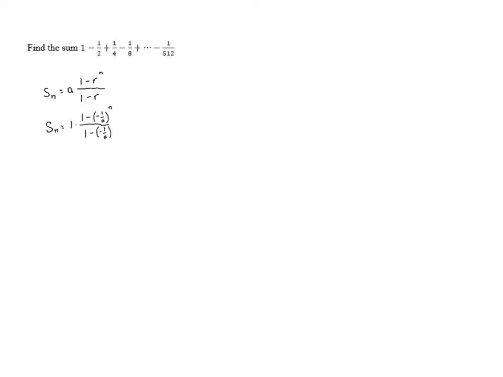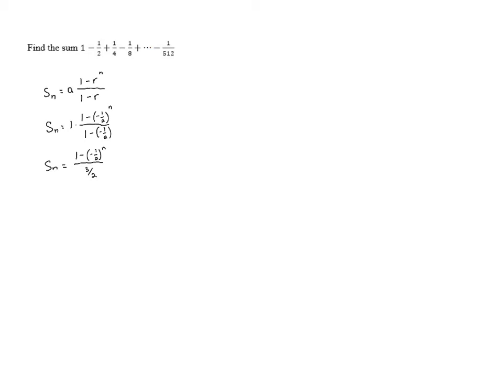Now we can actually simplify the denominator. 1 minus negative 1/2 is the same as 1 plus 1/2, which is 3/2. So we can write this as 1 minus negative 1/2 to the n all over 3/2. This is the formula for the nth partial sum. Now we actually need to figure out which partial sum this is, or how many terms there are.